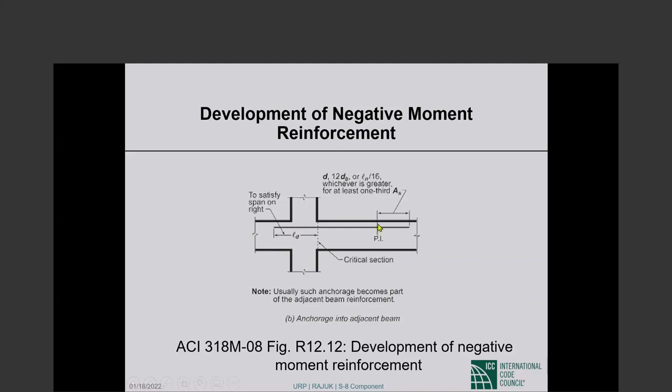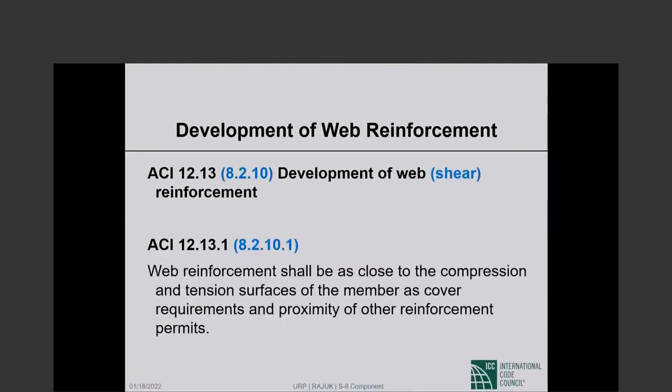This is the point of inflection. Negative moment changes to positive moment. So the negative bar has to extend beyond this point of inflection by, remember, d, 12 bar diameters, or 1/16 of the span, whichever is the largest of the three. I think this is a very clear-cut picture of what we have to do. So, development of flexural reinforcement, development of positive reinforcement, development of negative reinforcement.